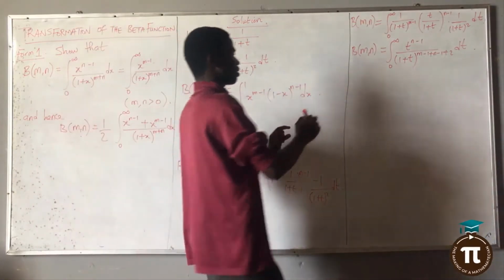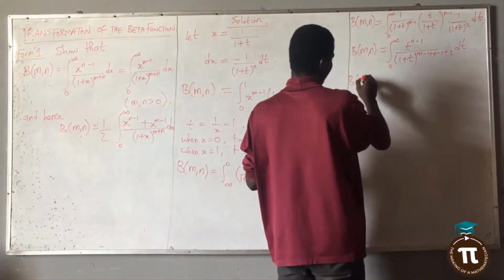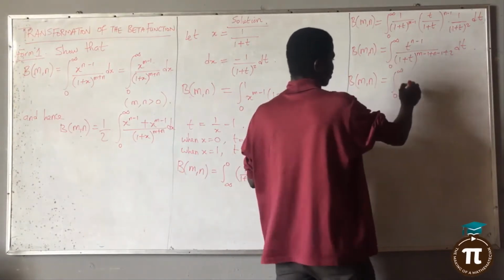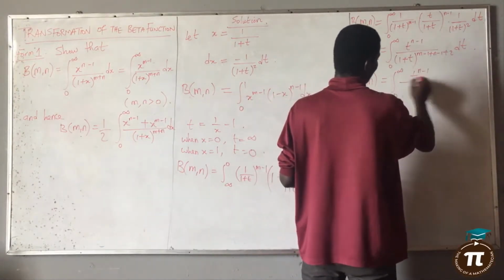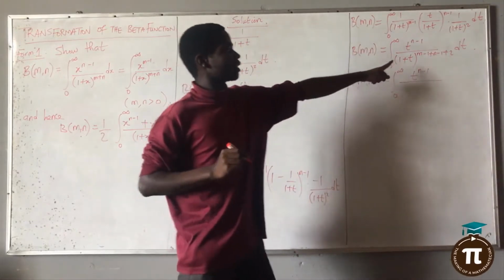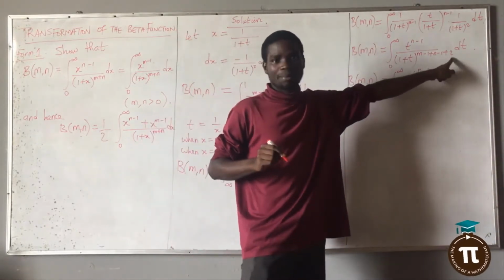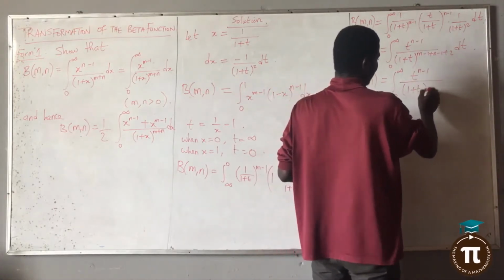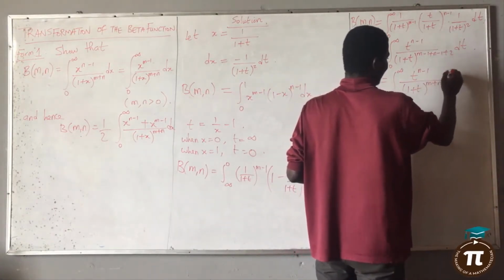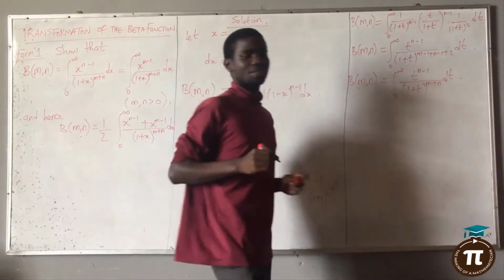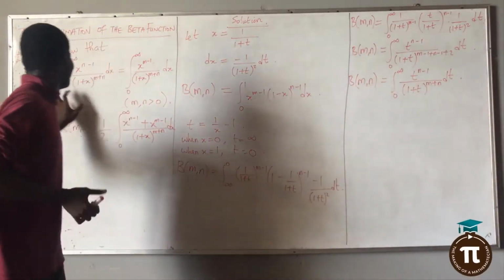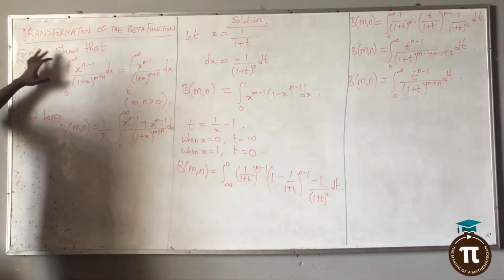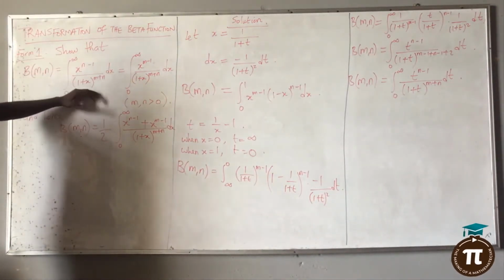The next thing is beta of m comma n will now be the integral from 0 to infinity of t raised to the power of m minus 1 all over, this is m plus n minus 1 plus 2, which will give me 1. So this is 1 plus t raised to the power of m plus n, dt. So we are done. We have shown that beta of m comma n can be written this way. That is the first one.